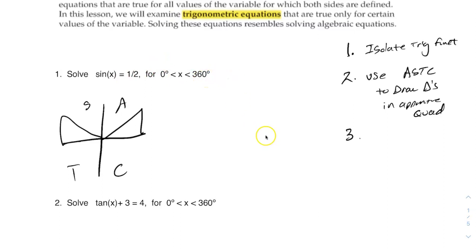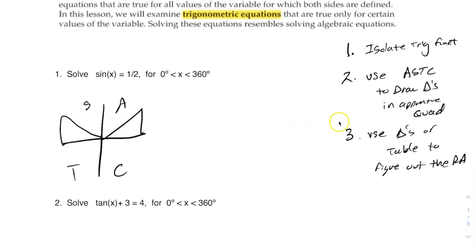If you do the table, you can look at the table now. If you do triangles, you use a triangle. So either use triangles or a table to figure out the reference angle. That's what RA stands for. We're going to figure out the reference angle by using either the table or our triangles.